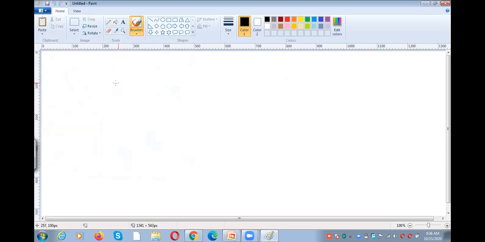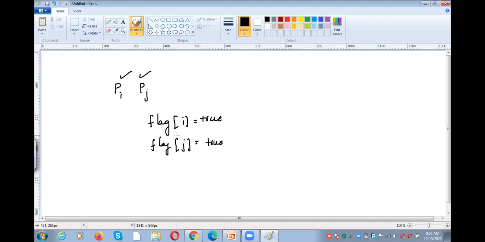How many processes? I told you, two processes. What are those? PI and PJ. What do they need to do? If they want to enter into the critical section, they need to set the flag to true. Of course, both are willing to enter into the critical section, so both might set the flag. Flag of J will also be set to true. That means both processes wish to enter into the critical section.